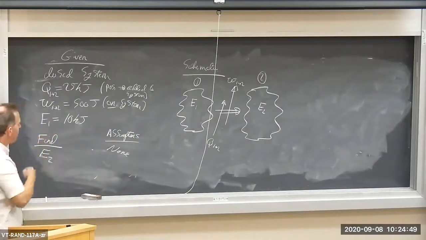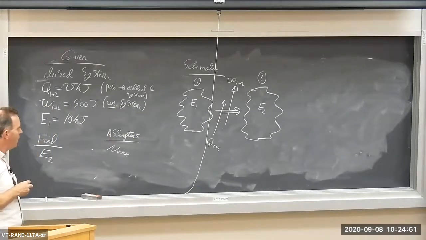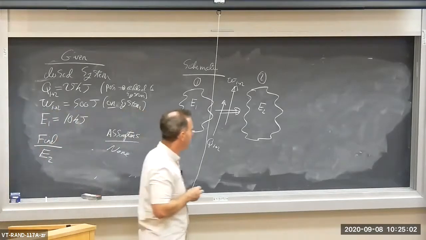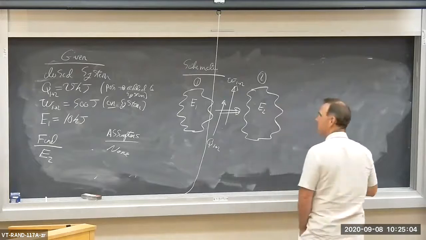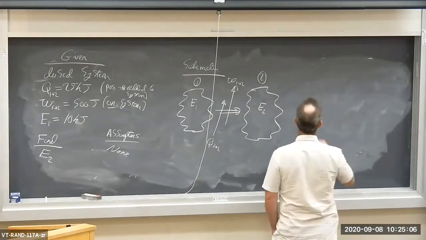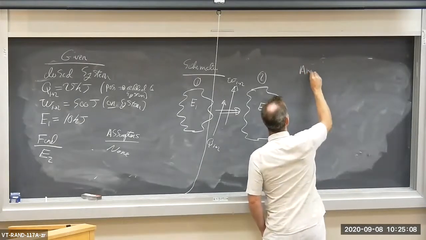The initial energy of the system, E1, is 10 kilojoules. What are we supposed to find? We're supposed to find the final total energy of the system, E2. So find the energy of the system at state 2. Okay, so let's begin here. Analysis.